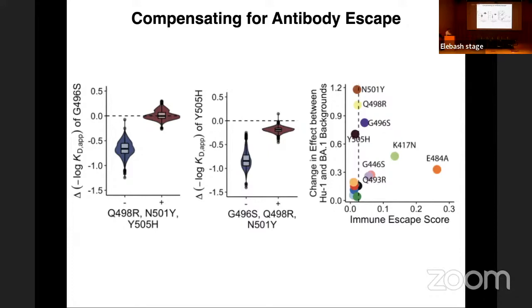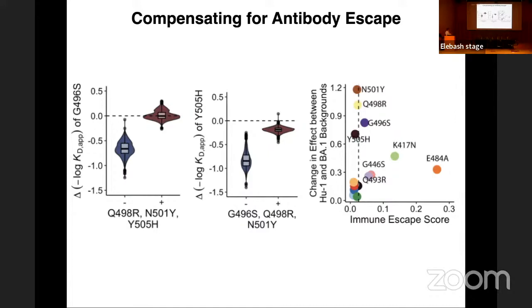Here's another example, 505H, which is actually not known to be involved in any kind of antibody escape; we don't really know what this is doing. But again, this is strongly deleterious in the ancestral background, and in the presence of these compensatory mutations, it's no longer deleterious. So it's not just that some mutations improve ACE2 binding, but essentially you get some mutations that make the negative impact of the antibody escape mutations no longer negative.